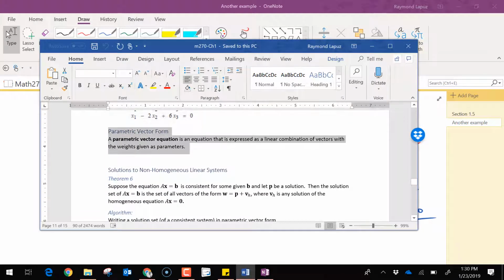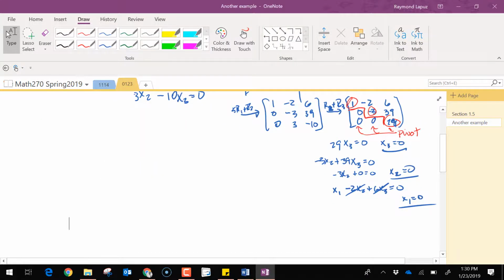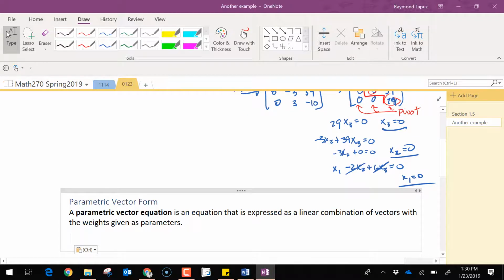So parametric form, we've kind of talked about this already. If you have a free variable, that free variable will act like a parameter, and you can write your equation in parametric form, and then you can either keep the x3 or whatever the free variable is as is, or you can change it to a t, usually a t or an s or a u or a v. Those are standard letter variables that we use for those parameters.